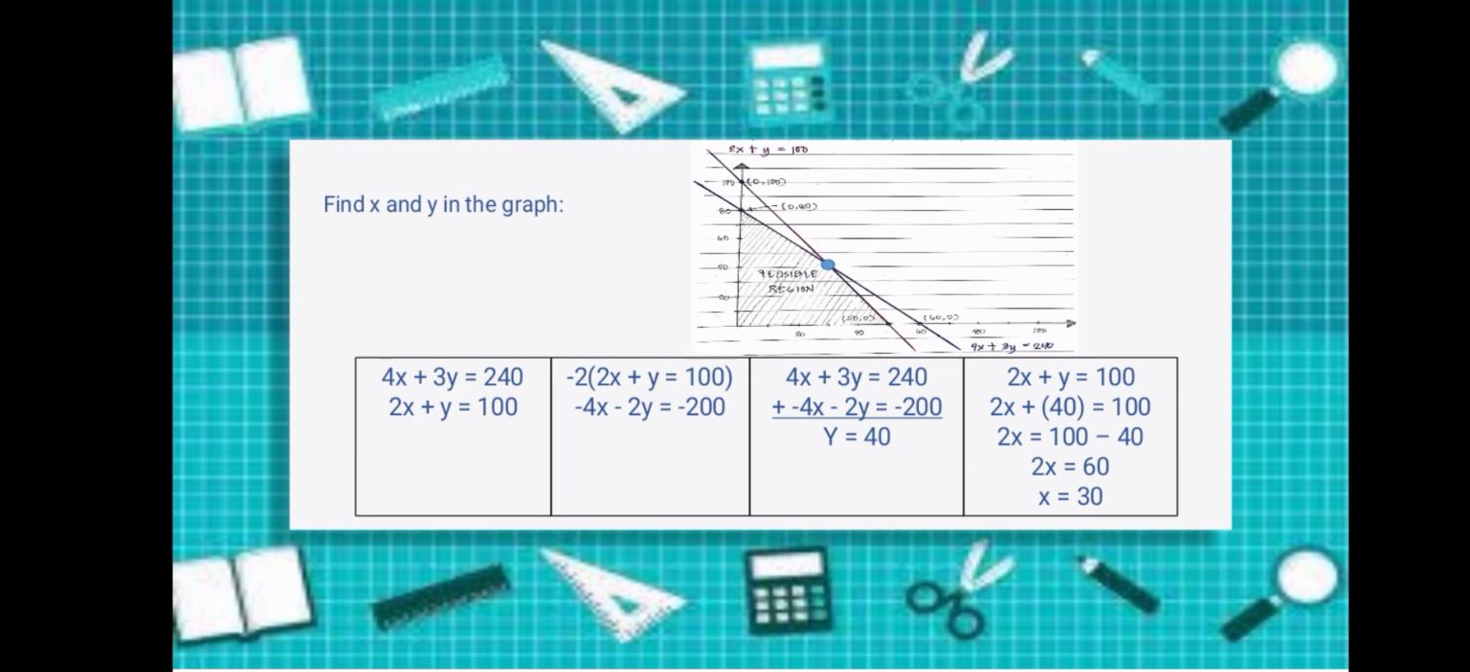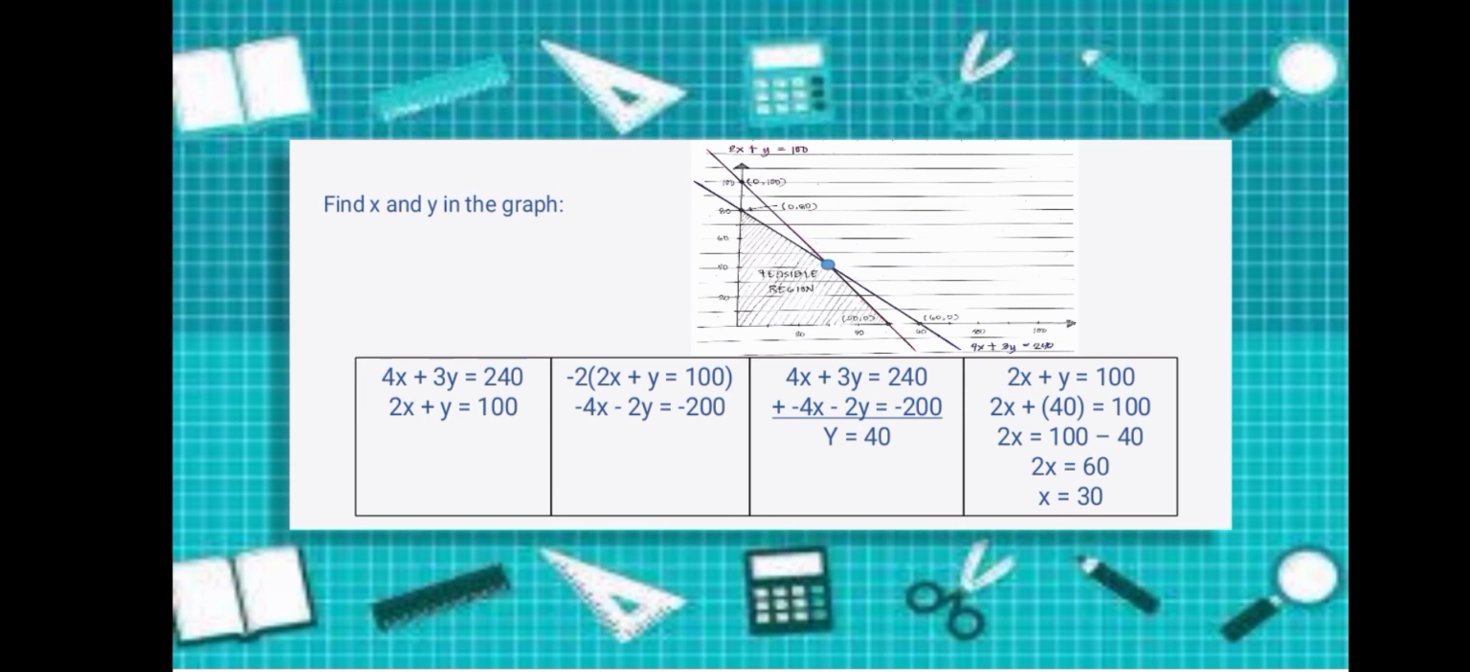So, first, sa dalawang equation na yan, feel natin madaling ma-eliminate yung 4x. So, para ma-eliminate ang 4x, kailangan natin ng negative 4x para pag i-add natin, 4x plus negative 4x is equal to 0. So, na-eliminate na natin yung 4x. So, yun yung goal natin. So, ang ginawa ko, yung 2x plus y is equal to 100, ginawa ko itong times negative 2 para makakuha ng negative 4x.